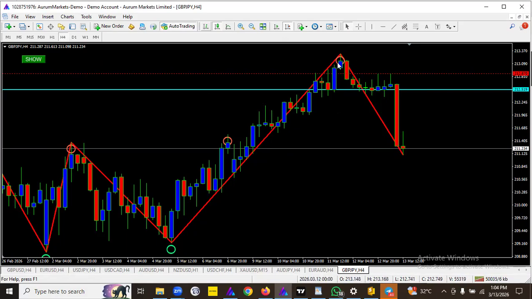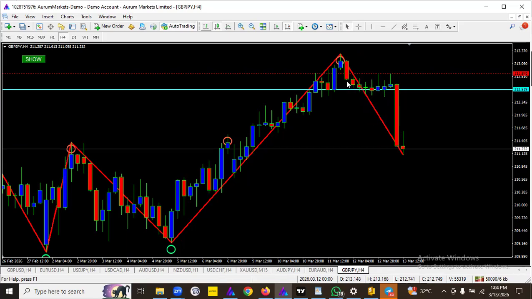You take a sell when the ring appears above a candle. Below a candle, you take a buy. So you can see here we had the signal. That is the reason for the sell trade I took today.